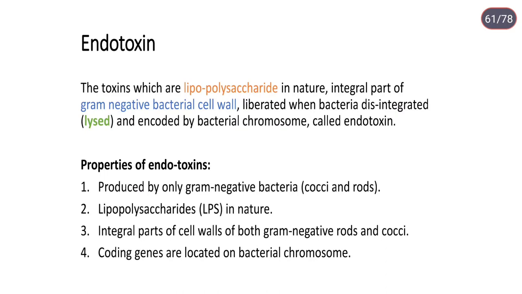Okay, so it is liberated whenever the bacteria disintegrate or lyse, and it is encoded by the bacterial chromosome, in contrast to the exotoxin, which is encoded by the plasmid and the bacteriophage. So what are the properties of it? Produced by gram-negative bacteria only, in contrast to exotoxin, which is produced by both gram-positive and gram-negative bacteria.